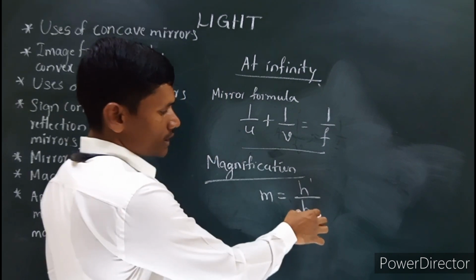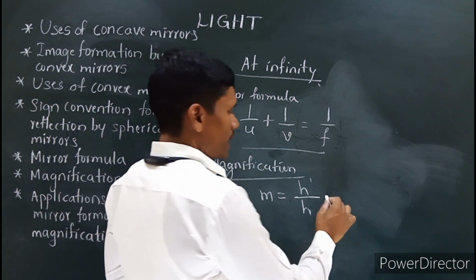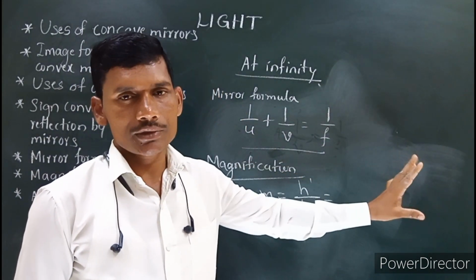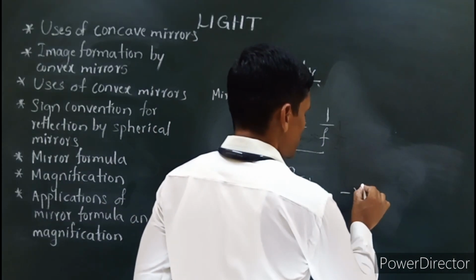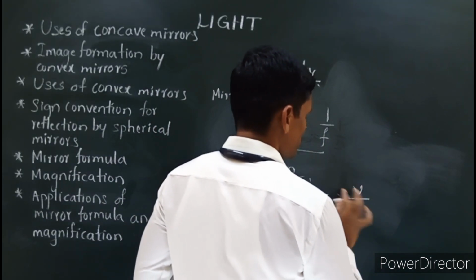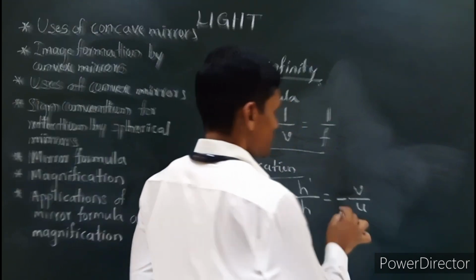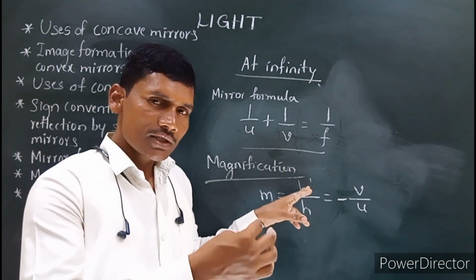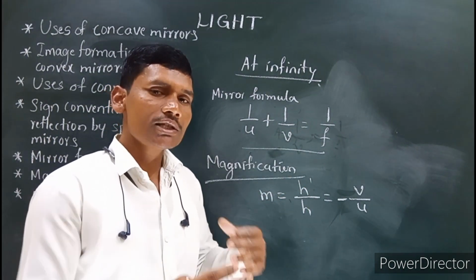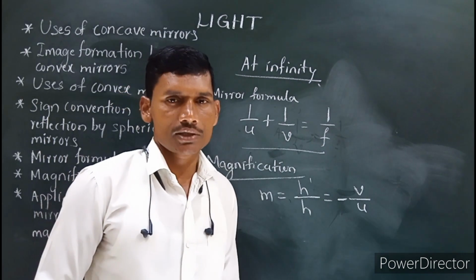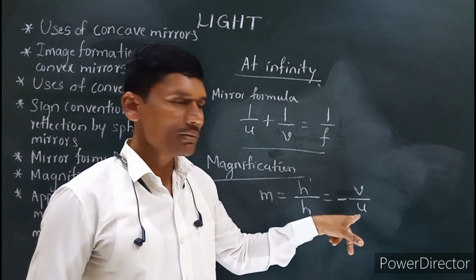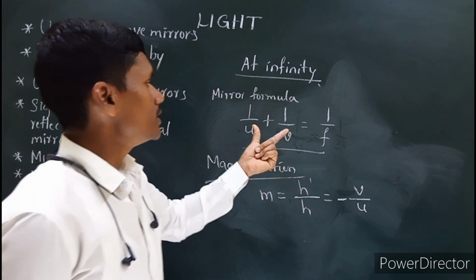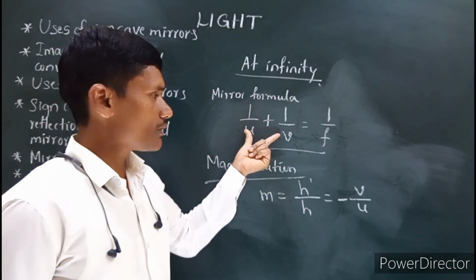This is the object height, this is the image height, and this is also related with the image distance and object distance, that is, minus v by u. Minus v by u is equal to this, because the magnification varies depending on the object distance and image distance. Because of that, they are related with object and image distance in this way. So this is the magnification formula, and this is the mirror formula.